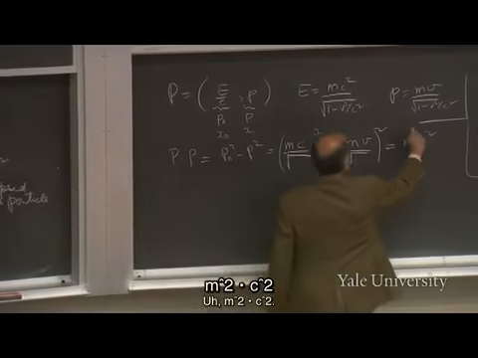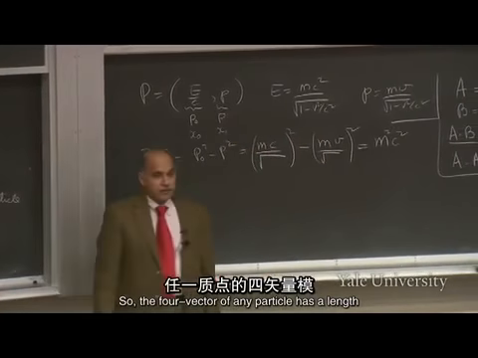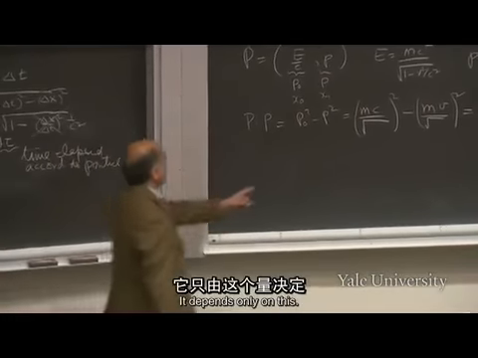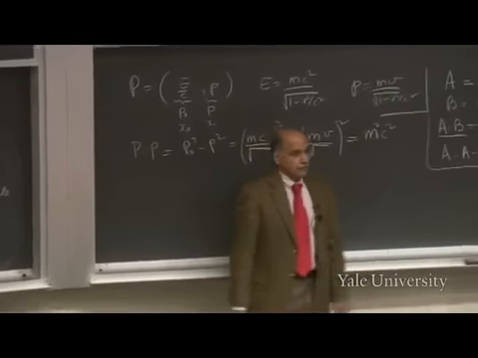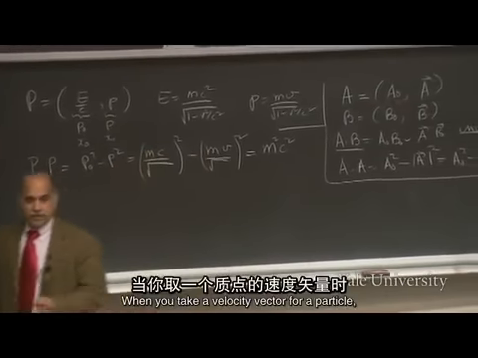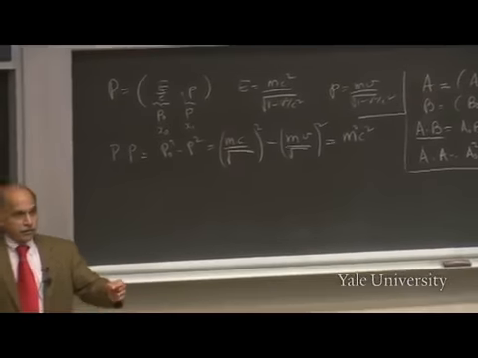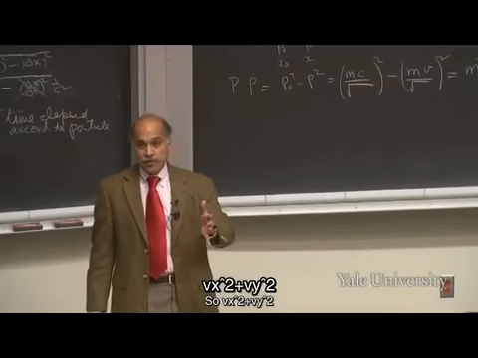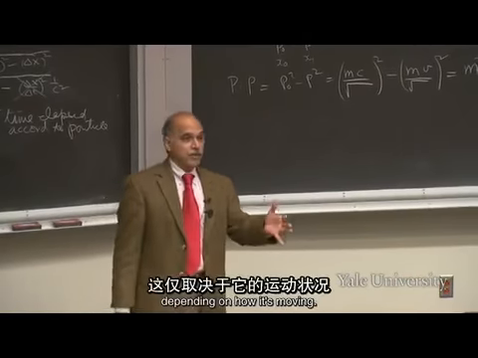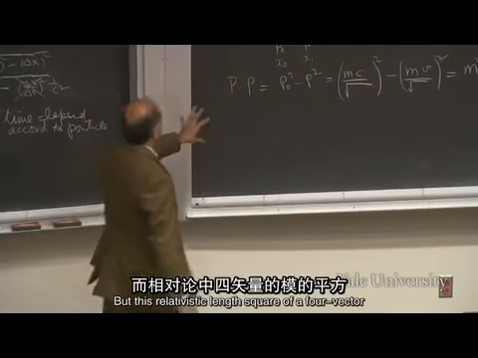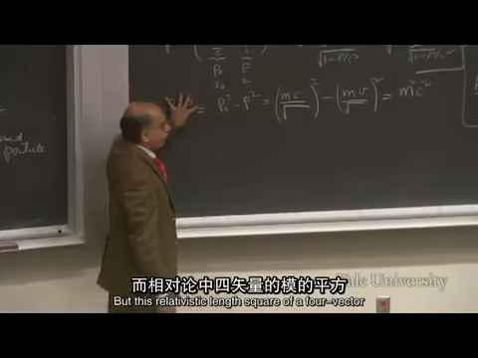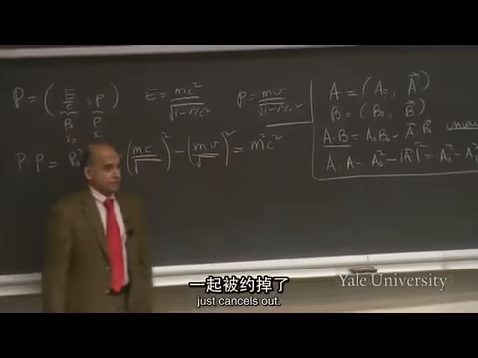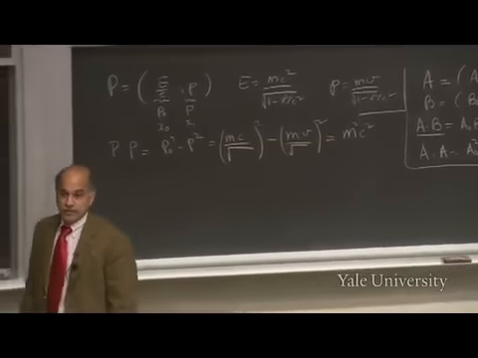m squared c squared. So the 4-vector of any particle has a length that does not at all depend on how fast it's moving. It depends only on this. When you take a velocity vector for a particle, it doesn't have a fixed length. A particle can be moving slow, it can be moving fast. So Vx squared plus Vy squared could be whatever you like, depending on how it's moving. But this relativistic length square of a 4-vector is independent of the velocity, because the velocity here, when combined with this term, just cancels out. Well, that's just the way it is.